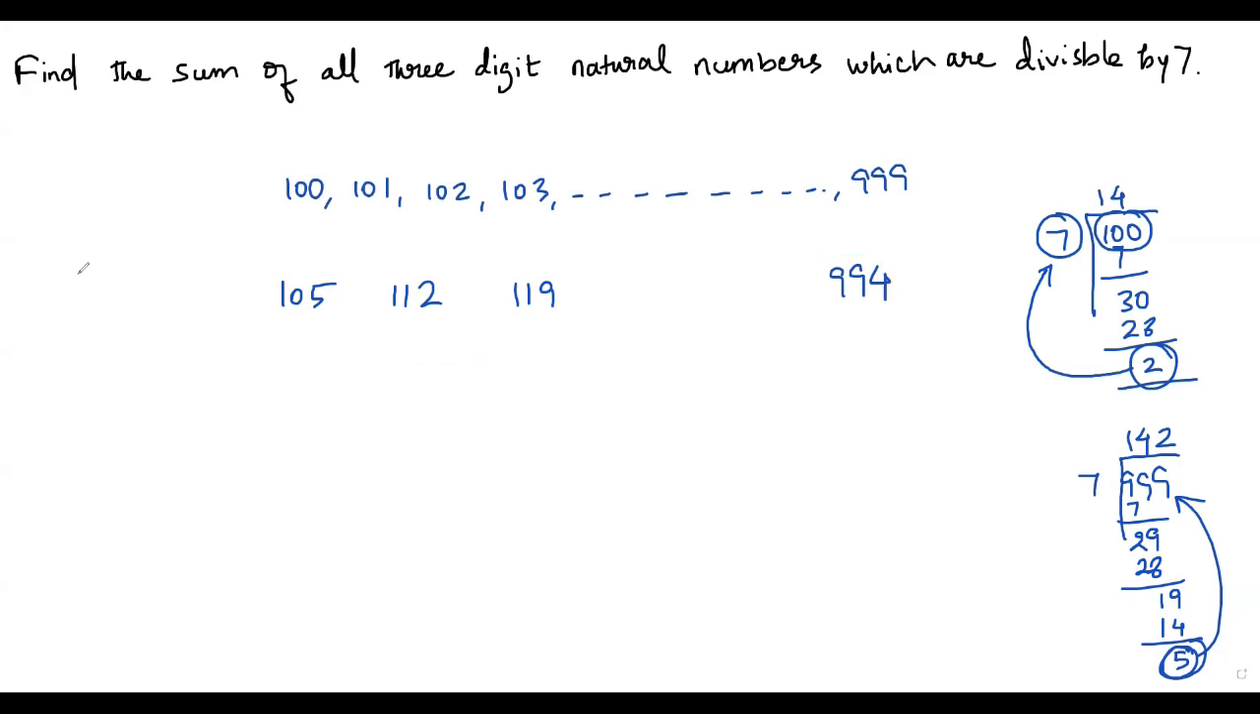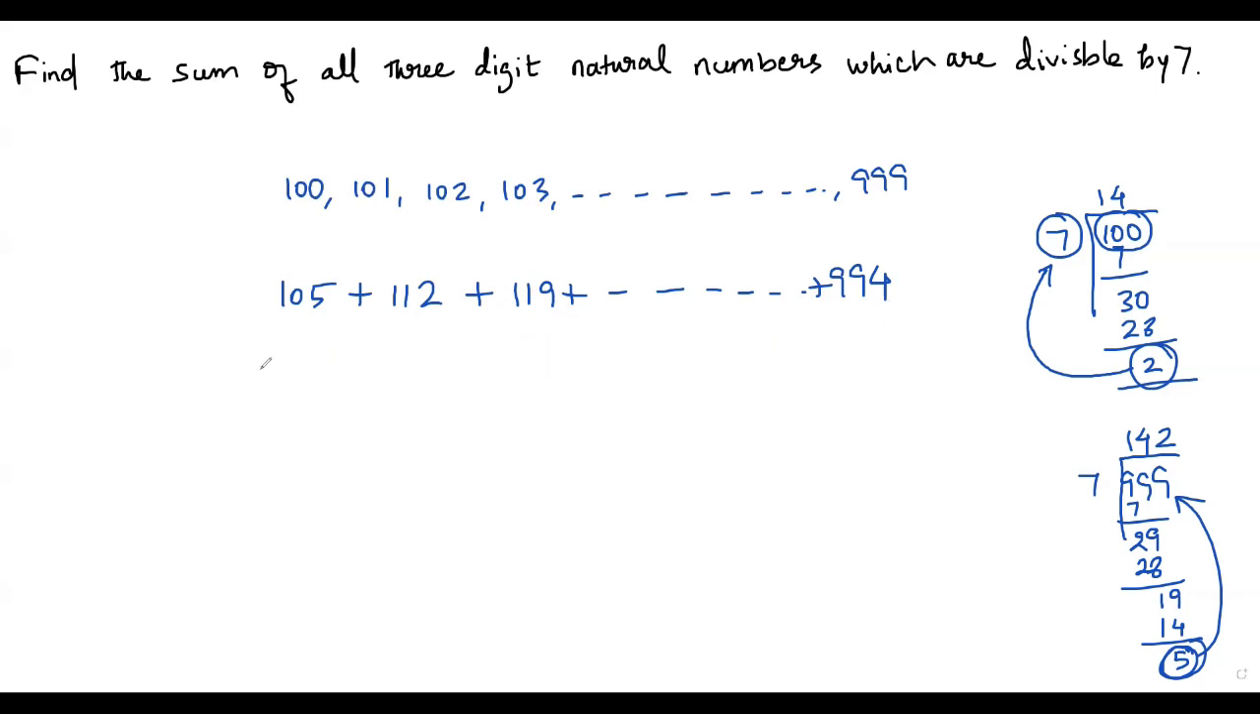According to the question, we have to add all these numbers and get the result. That is, I have to add these numbers over here. So what type of series do we have over here? It's an arithmetic series with a common difference of positive 7. Because when I add 7 to this one, I'm getting 112. When I add 7 to this one, I'm getting 119. So this is an arithmetic series with a common difference of positive 7.